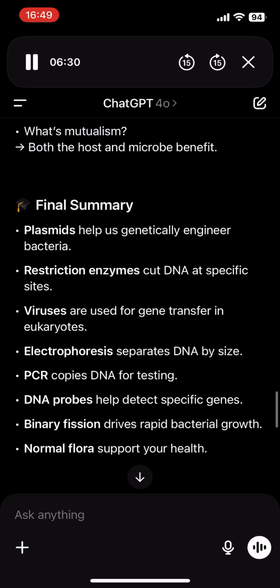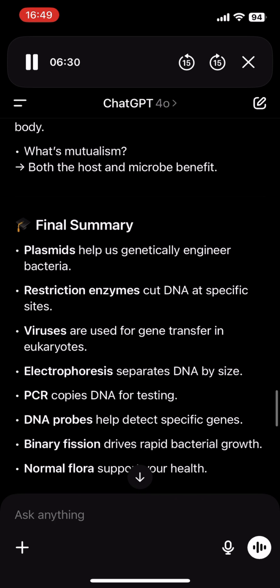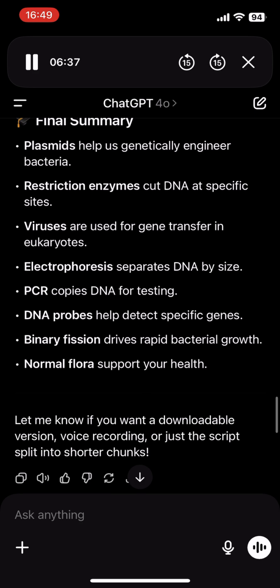Final summary. Plasmids help us genetically engineer bacteria. Restriction enzymes cut DNA at specific sites. Viruses are used for gene transfer in eukaryotes. Electrophoresis separates DNA by size. PCR copies DNA for testing. DNA probes help detect specific genes. Binary fission drives rapid bacterial growth. Normal flora support your health.